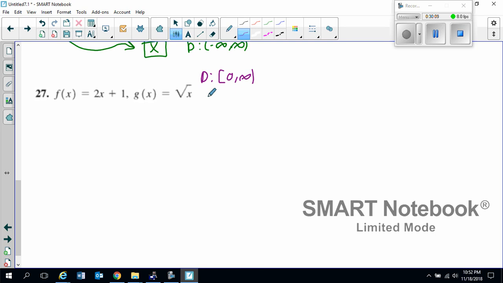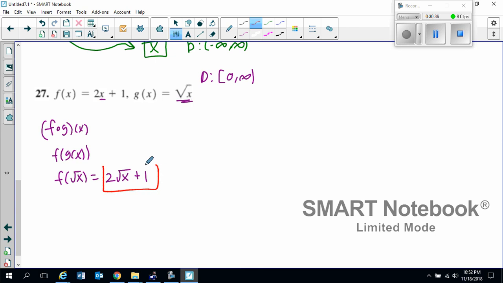So we'll start out with f of g of x. So we're going to take the g of x function and plug it in right there. So we're going to do f of the square root of x. So instead of being 2x plus 1, now it's going to be 2 times the square root of x plus 1. And there you go. I mean, that's it. We're done with that one. The only thing is your domain, be careful. We could only plug in positive numbers, and your answer can only take positive numbers, and that's what your domain is. So your domain is from 0 to infinity.